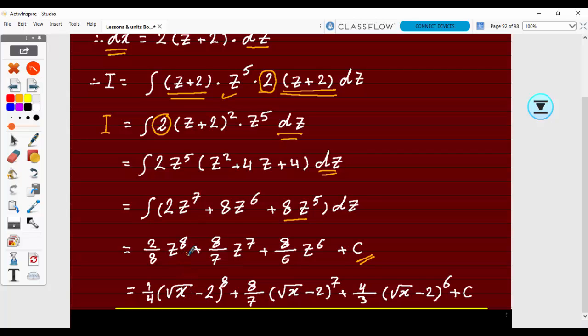Z from the beginning equals root x minus 2. So z power 8 equals (root x minus 2) power 8, plus 8 over 7 z, which equals (root x minus 2) all power 7. 8 over 6 is 4 over 3. Instead of z, we write (root x minus 2) all power 6, plus c, and this is the final result.